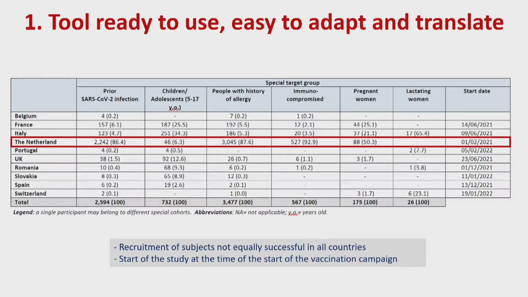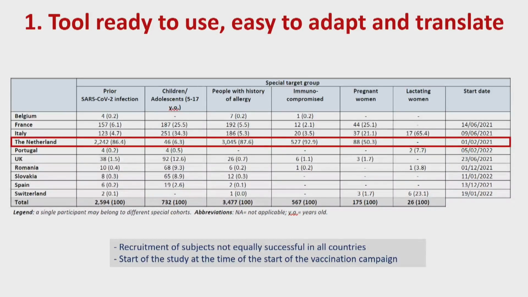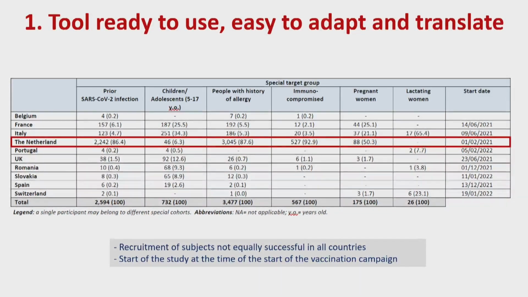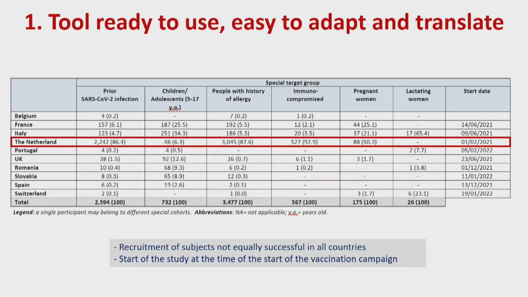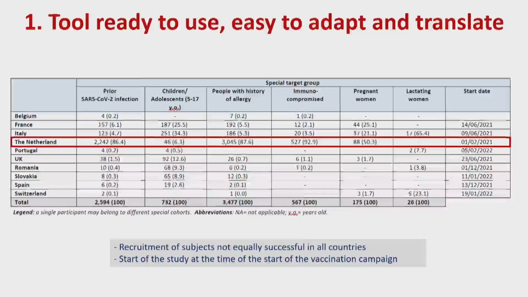And this is strictly related to the fact that it is crucial to start the study at the time of the start of the vaccination campaign as well, because this may have an impact on cohorts. For example, immunocompromised were prioritized during the vaccination campaign, and again, the Netherlands was the country that recruited most.